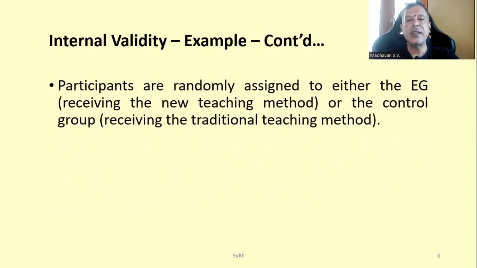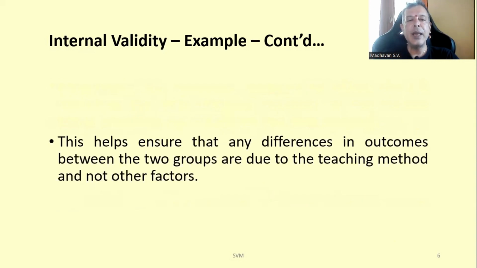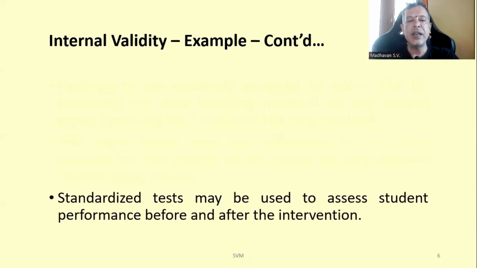Participants are randomly assigned to either the experimental group, that is the group receiving the new teaching method, or the control group, which receives only the traditional teaching method. This helps ensure that any differences in outcomes between the two groups are due to the teaching method and not other factors. Standardized tests may be used to assess student performance before and after the intervention.